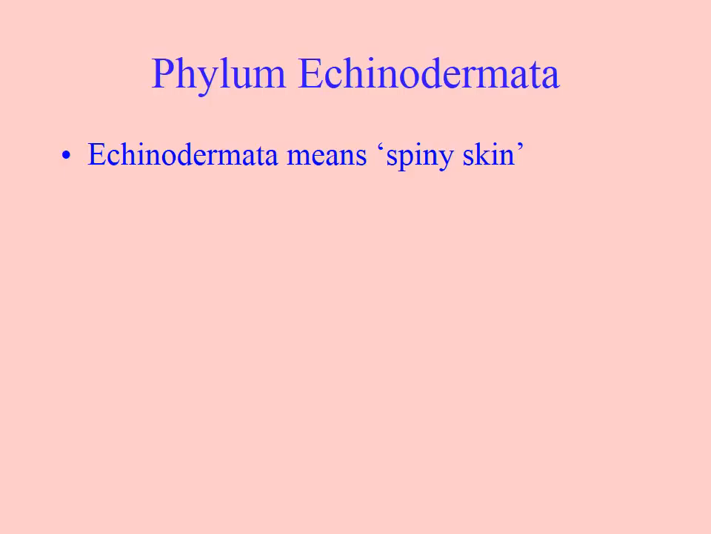Alright, phylum Echinodermata, general characteristics. Spiny skin. So echino, there we go, and then there's your spiny. And there's our root word derm, which we've seen a lot of times, which means skin. So spiny skin.